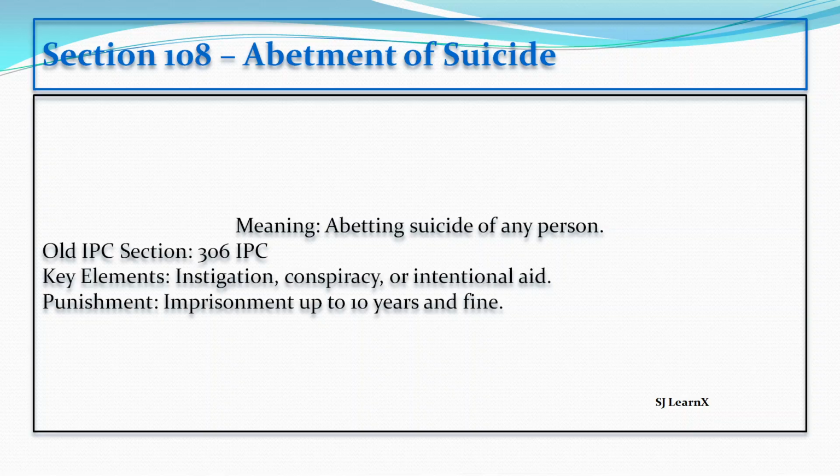Abetment of suicide, section 108. This section applies where any person commits suicide and another person abets the commission of such suicide. Abetment includes instigation, conspiracy, or intentional aid. Example: mental cruelty or threats leading to suicide may attract this provision. The punishment for this may extend to 10 years with fine.